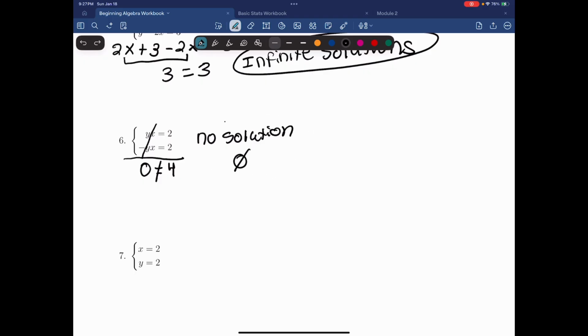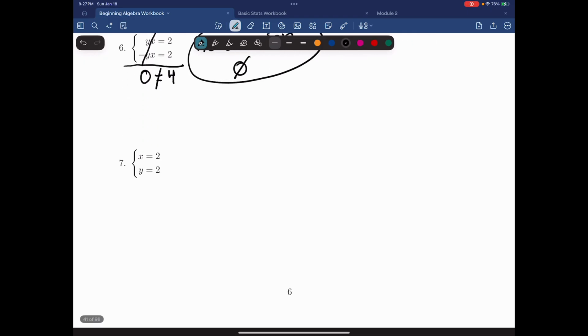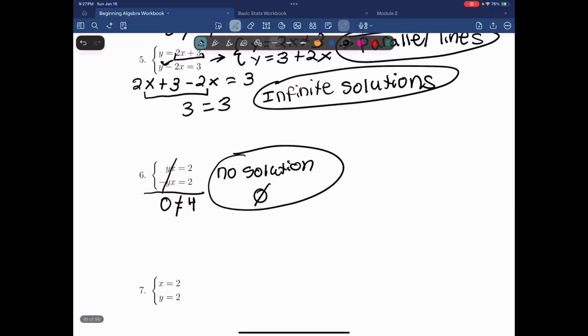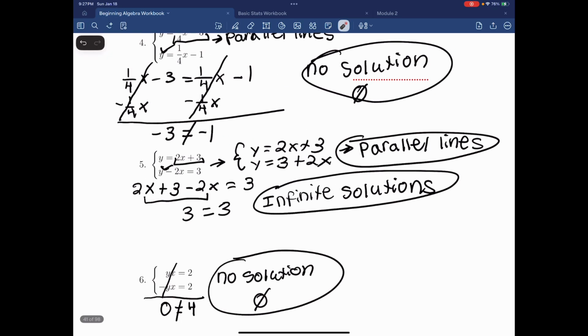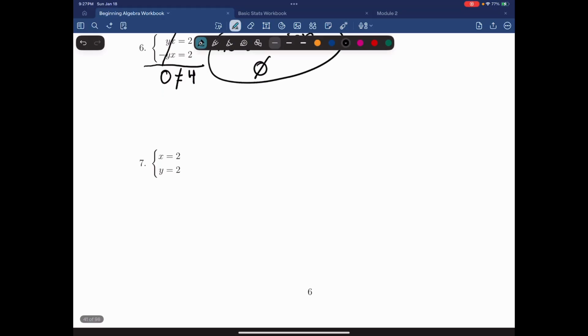Looking at example number 7, we have the system x equals 2 and y equals 2. Well, for this example, we've learned 3 different methods, right? We've learned elimination, which is what we did up here and here. And we also learned substitution, what we did here. But we also learned in the very beginning of this unit how to solve systems by graphing. So this example happens to be best solved by graphing it.